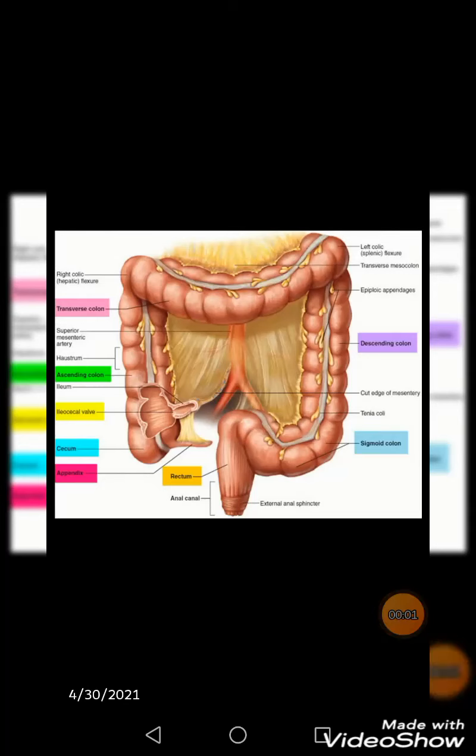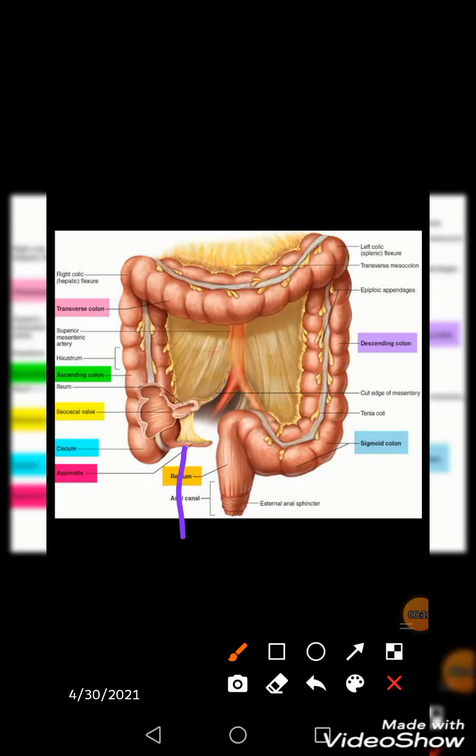In the name of Allah, today we are going to discuss the large intestine. In the picture, you can see the parts of the large intestine: the cecum, which has the appendix at one end. Then after the cecum, you can see the ascending colon. Then you can visualize the transverse colon, then comes the descending colon. Then you can address the sigmoid colon and finally the rectum ending up at the anal canal. These are the parts of the large intestine you would learn.